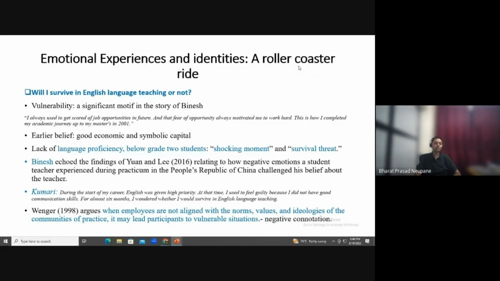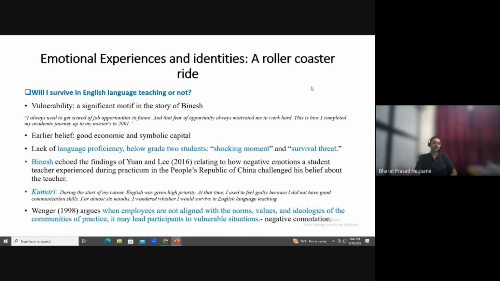And the stories of these Binas echo the findings of Yuan and Lee relating to how the negative emotions a student teacher experienced during practicum in the People's Republic of China challenged his belief about the teacher, right? And even Kumari shared a similar kind of story. During the start of her career, she found that English was given high priority, but her English was not that good. Because of that, she felt so vulnerable during the formative phase. She confessed, at that time, I used to feel guilty because I did not have good communication skills. For almost 6 months, I wondered whether I would survive in English language teaching.